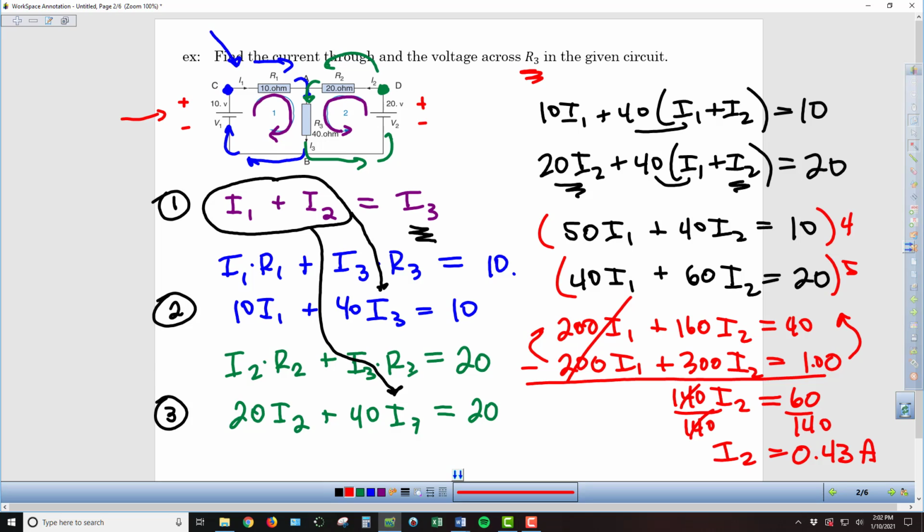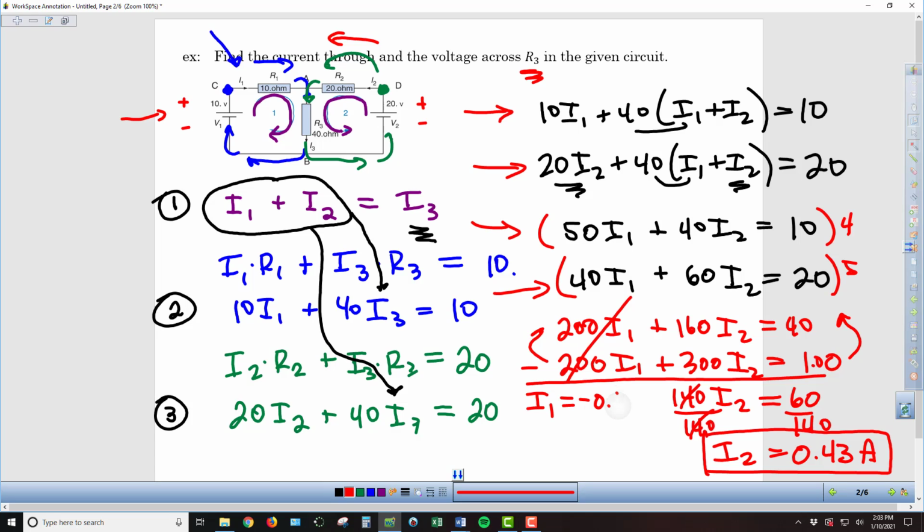So what that confirms for us is that our guess that the current I2 was flowing from right to left is indeed correct because we got a positive answer. And so now I can go through and I can back substitute. I can take I2 and plug it in either here, or maybe in one of these cleaner versions here or here to figure out what I1 is. And so if we plug that in, we find negative 0.14 amps is our current I1.